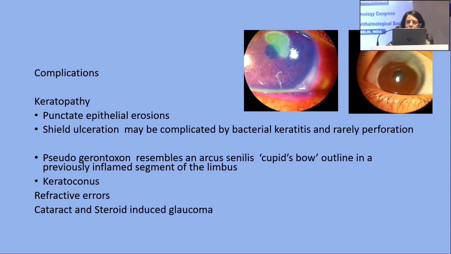And then pseudogerontoxin we see, and then keratoconus, which is very important and associated with VKC. Keratoconus of course is increasing, at least in our practice it's increasing a lot, and maybe in other parts also. And refractive error, these are the conditions associated with VKC, and steroid induced glaucoma and cataract are associated with the treatment of VKC.